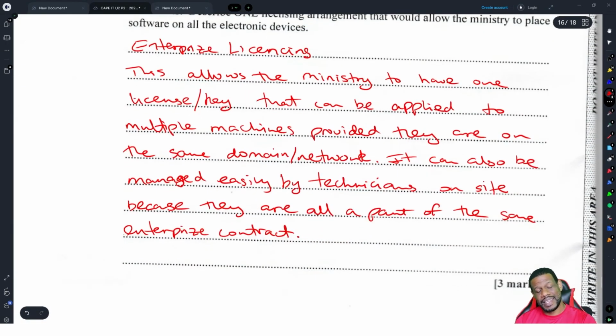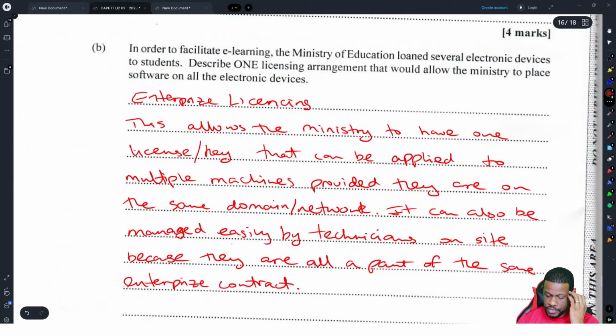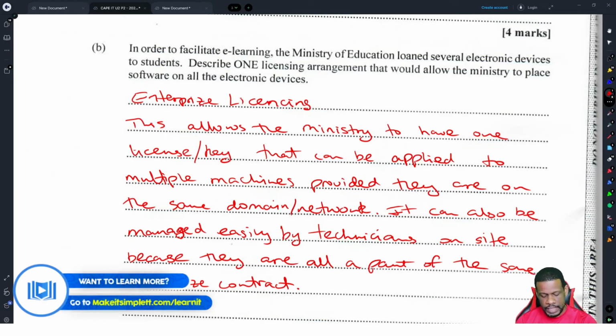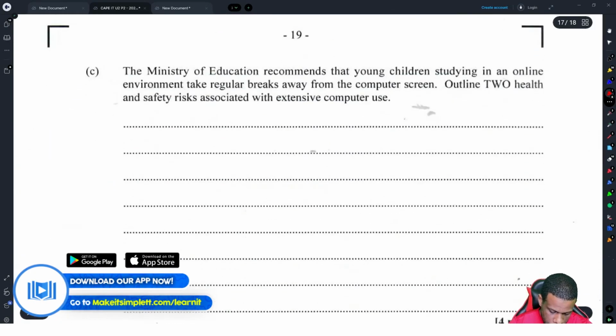You might have a site license, but you can't use site license for this one because site will be like for one physical location or something like that. Or it could be a website license. So definitely a single user. It could be a product activation key, but no, product activation key is single also. Yep, enterprise licensing, that's the answer there.